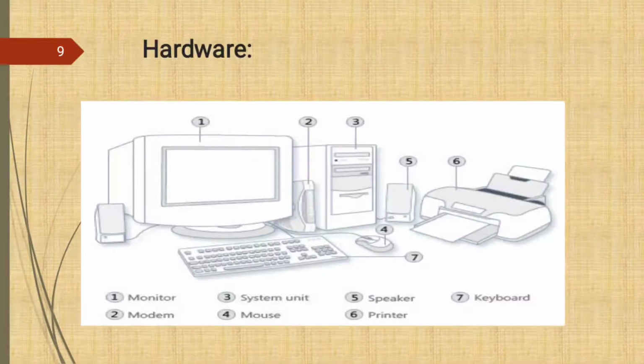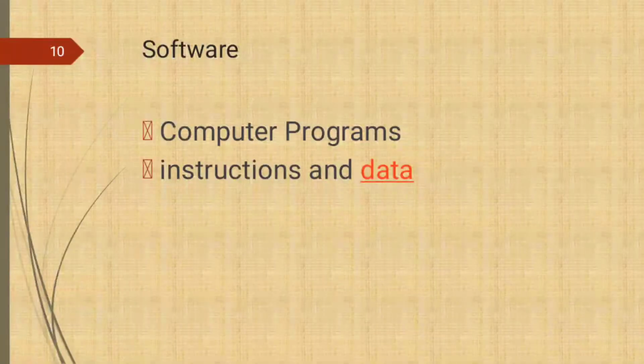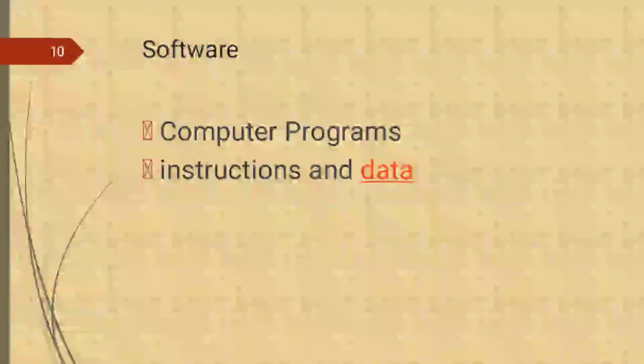Hardware. Number 1, monitor. Number 2, modem. Number 3, system unit. Number 4, mouse. Number 5, speaker. Number 6, printer. Number 7, keyboards. Softwares. Computer programs, instruction, and data.